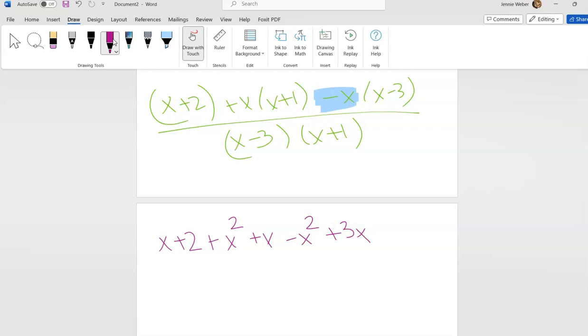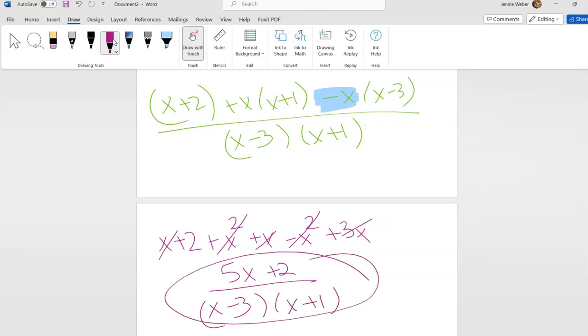Now I'm not going to carry this down. I'm going to just, so these cancel out. Oh, that was nice of it. I have that's 2x, 5x, so that's all of those, plus 2, all over (x minus 3)(x plus 1). So then this is my final answer, combining all three of those into one term.